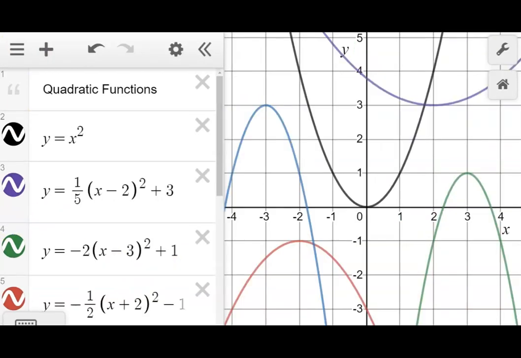The next function family are quadratic functions. All quadratic functions produce the graph of a parabola. And so on the graph, you'll see these 5 parabolas. The parent function is y is equal to x squared, and that one's graphed here in black. And all the other parabolas are just variations of that same parabola. Some are steeper, some are fatter, some open up, and some open down.